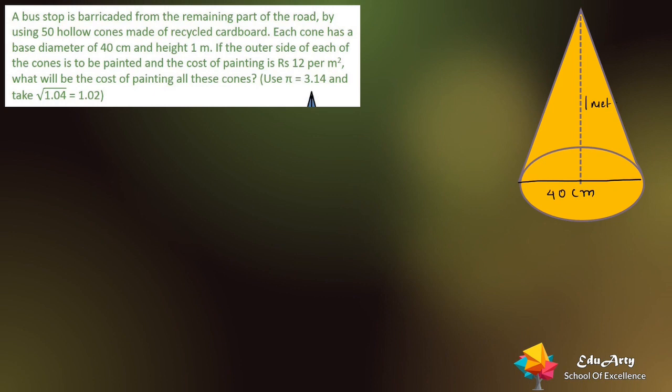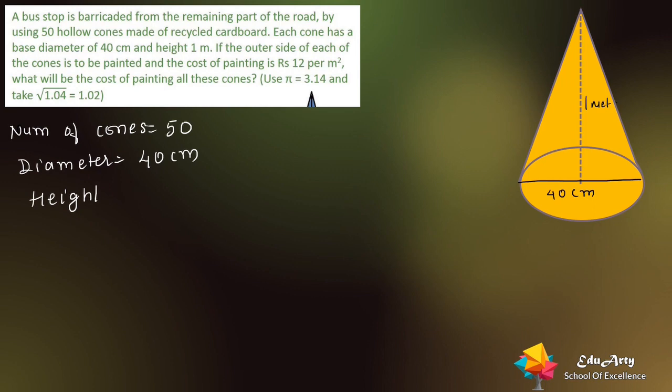Now what are we supposed to do? How many such cones are there? Number of cones is equal to 50. Now they are saying that each cone has a base diameter, so let us write down diameter is equal to 40 centimeters. Height is given to us. If you have the diameter, radius becomes easy. Height is equal to 1 meter. Now we will see later whether to convert the diameter into meters.